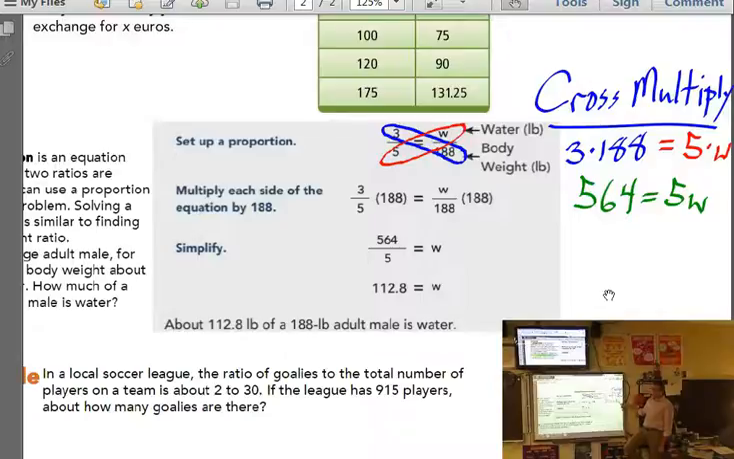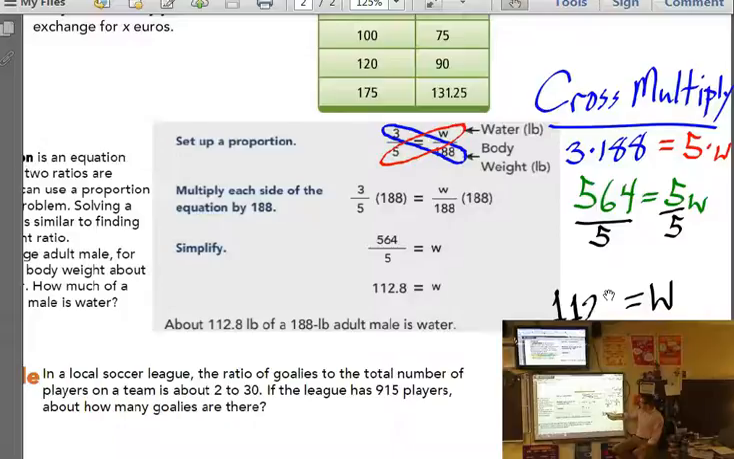So then, to get the W by itself, somebody not Ellie tell me what to do. Because Ellie's on it. She's got it. She's a rock star on this. Dom? Divide by 5. I need to get the W by itself, so we get rid of the 5. We divide by 5. And when I do that, I'm going to get 112.8 pounds.